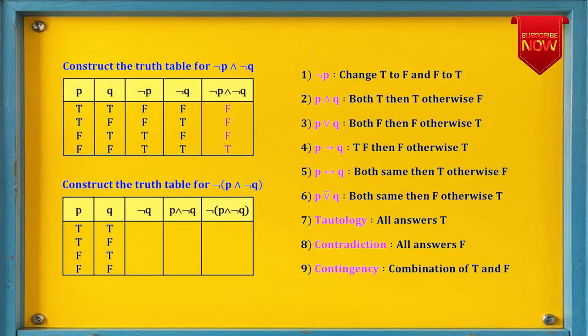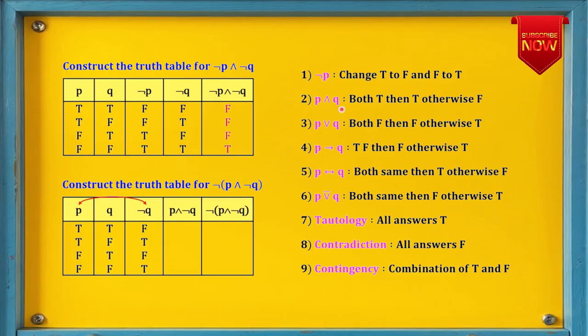Here, first one, not Q. We have the statement Q. Not Q means just change T to F and F to T. So first this T, change it to F. Second, F, change it to T. Third, T, change it to F. Fourth, F, change it to T. Next, P and not Q. So these two we have to connect using and.